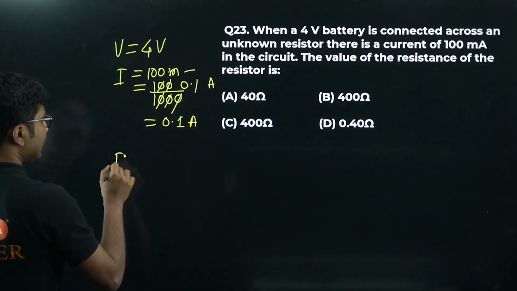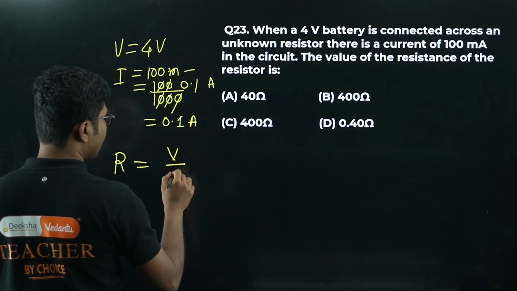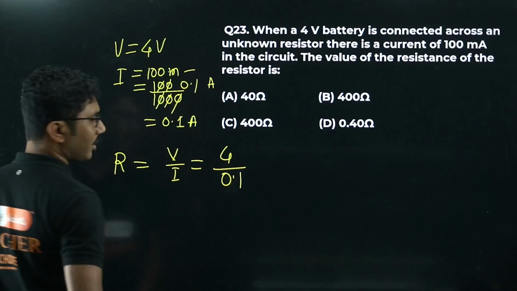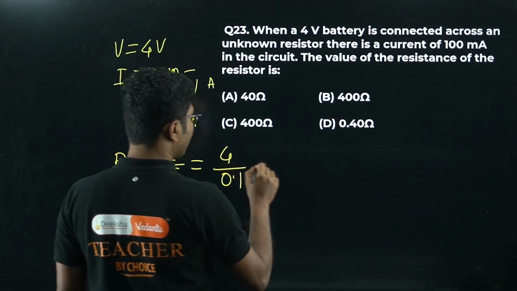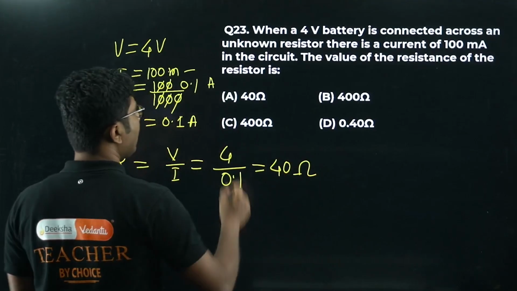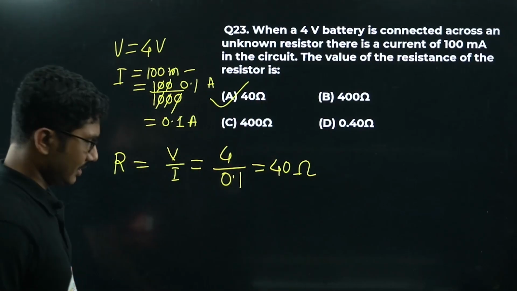So what is the resistance? Resistance is V by I. So V is 4 volt and I is 0.1. So this 0.1 will go up and it will become 40 ohm. Okay, so 40 ohm is the correct answer.